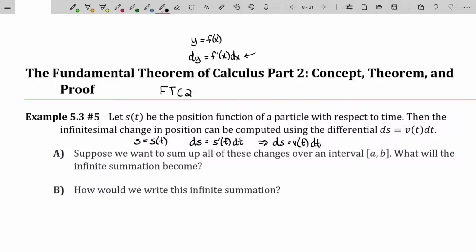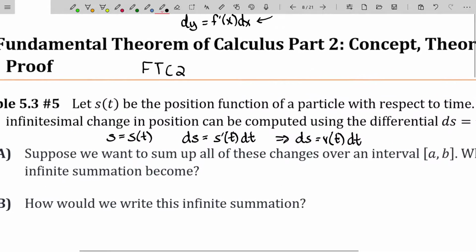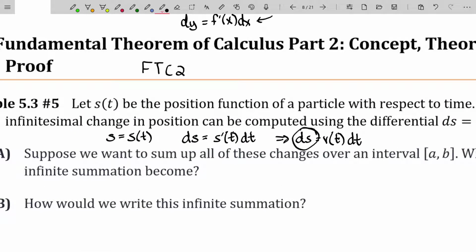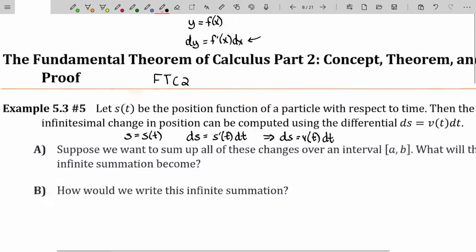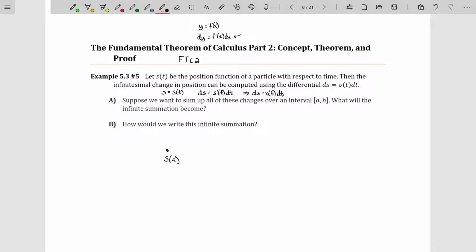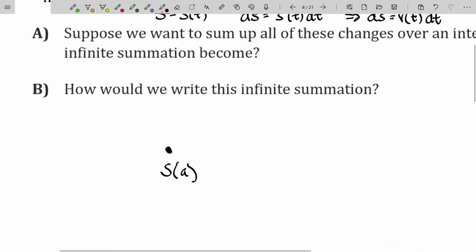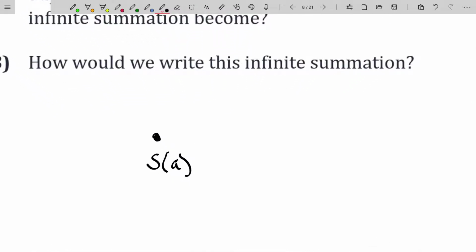So I hope you're up to speed with that. Now, suppose we want to sum up all these little itty bitty changes, because that's what ds is. ds is just a little change in position. I should probably illustrate that. You have this particle. Here it is on this paper. And it moves a little bit. Let's say it just moves over to here.